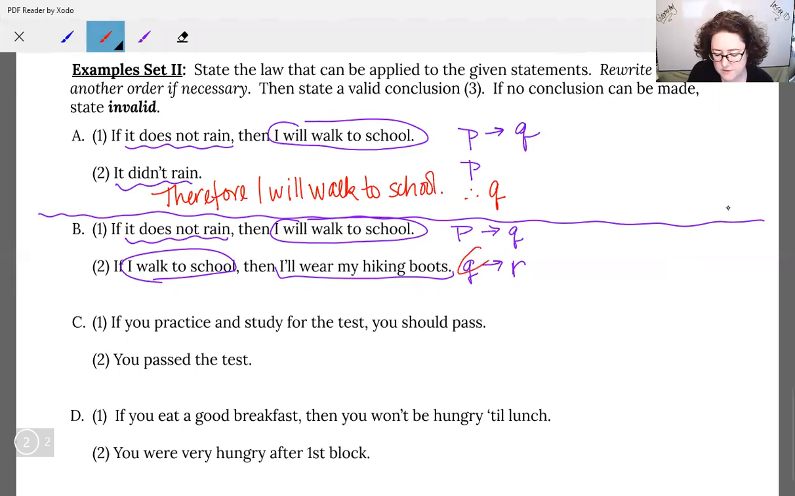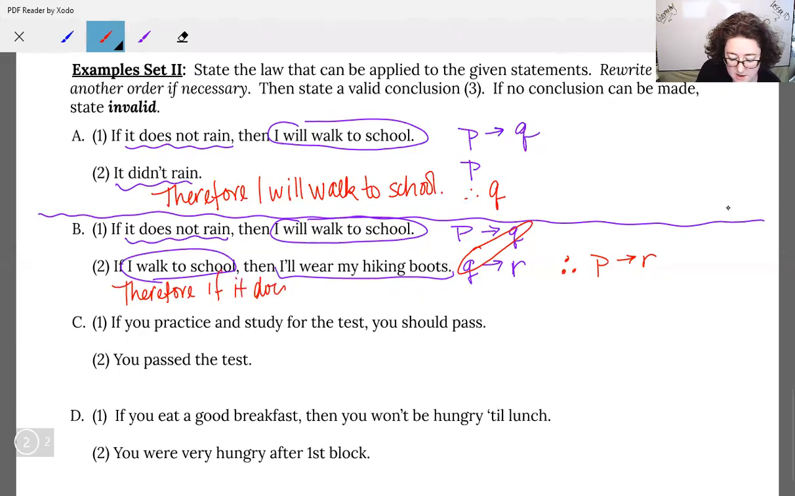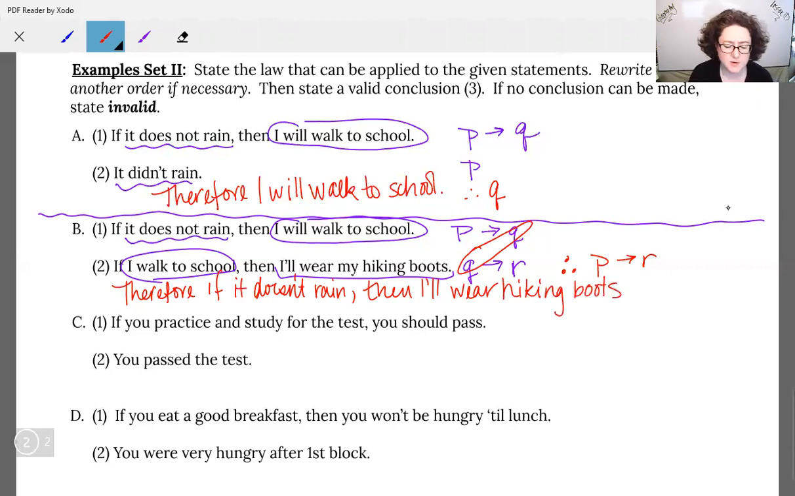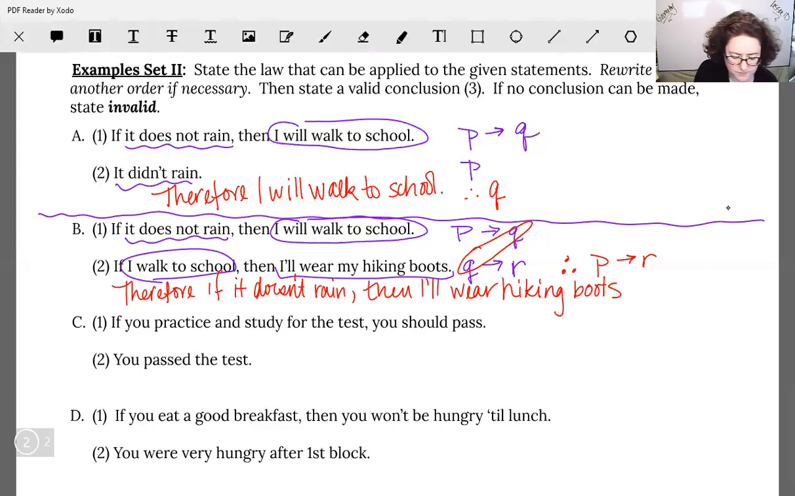So again, if we have those repeated Q's in the middle, then that means, and I'm going to write this over off the side a little bit, that means we can conclude just the leftovers: if P then R. So if I write that out, I can say, therefore, if it doesn't rain, then I'll wear my hiking boots. Maybe you have really nice hiking boots that you don't want to get the leather wet on them.